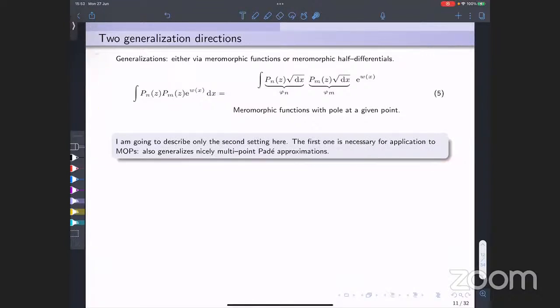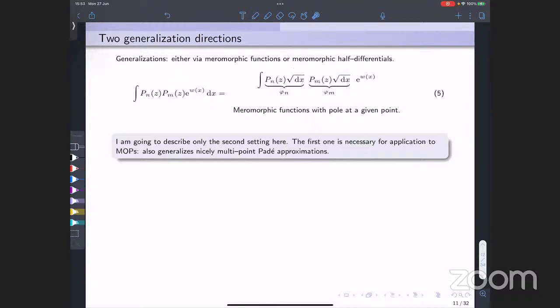So this one consists in the following, starting from this following gymnastic. Take this dx and split it into square root of dx and square root of dx, and say that these are half differentials. Okay, and then the orthogonality is just an orthogonality between half differentials, or if you want to say things in a fancier way, sections of the semi-canonical line bundle with a fixed pole divisor, right? Because they have poles only at infinity.